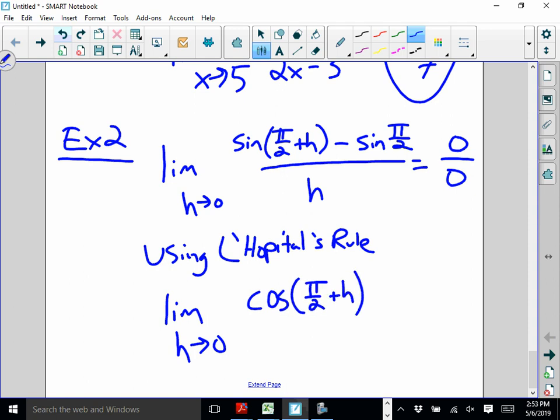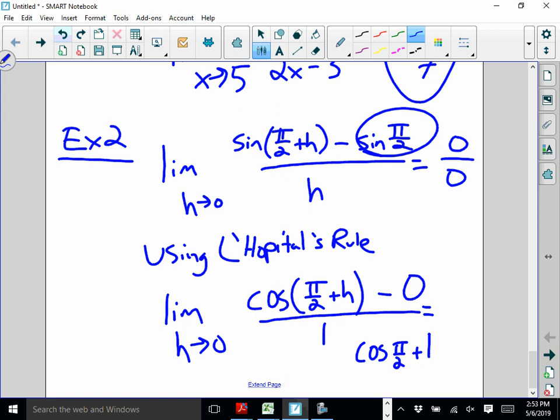How about this? The derivative of sine pi halves. Be careful. That is just a number. It's not cosine pi halves. It is 0. And the derivative of h is 1. So basically, I just get cosine of pi halves plus h. Now, plugging in 0 for h, I get cosine of pi halves, which equals 0. 0 plus 0 equals 0. So here my limit equals 0.